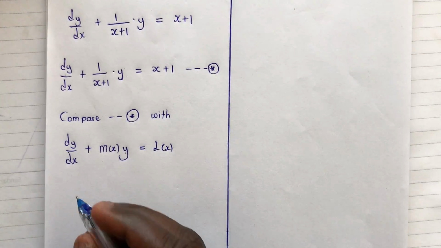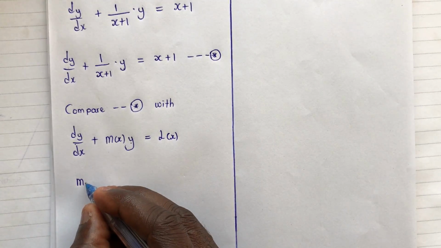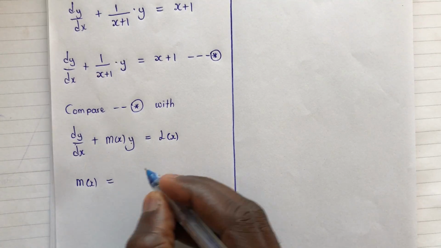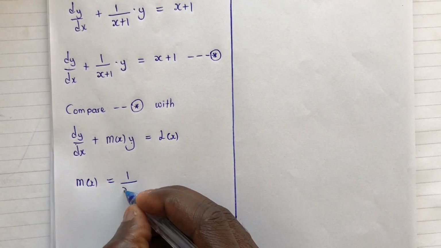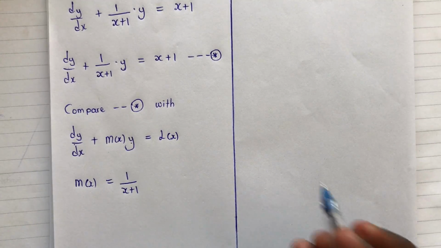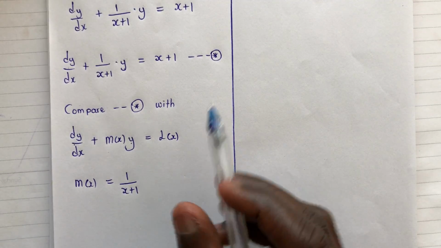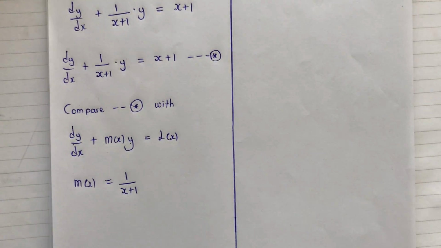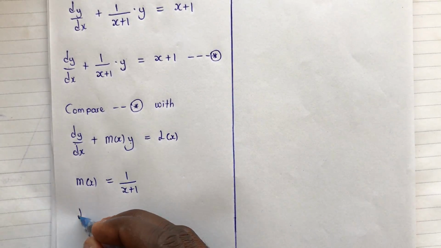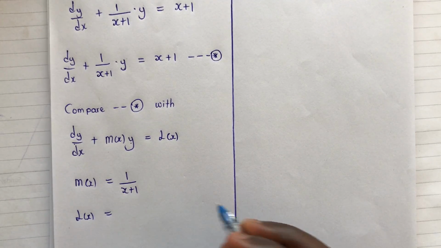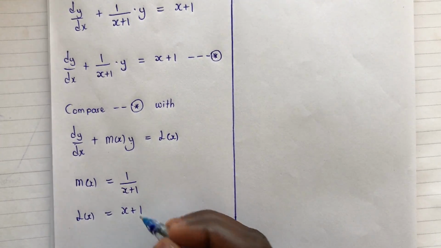1 over x plus 1. So therefore, our M of x is equal to 1 over x plus 1. Now, we can compare the right hand side of the equation, L of x. So L of x is equal to x plus 1.